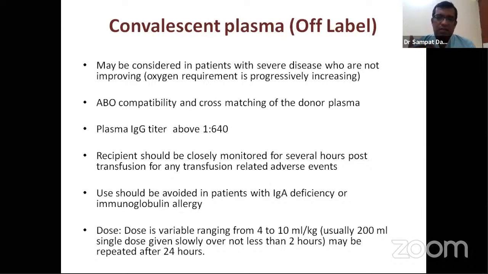We give plasma under strict supervision, because don't think that it is a very safe thing. There is a chance of further deterioration of the oxygenation, or the patients can have a bit of fluid overload. So please remember, when you are giving plasma, be sure that there is someone there to intubate if it is required, because there is a chance that oxygenation will deteriorate and the lung compliance will go bad. So don't think it's a very safe drug. Use it with proper supervision. The dose which we give is 200 ml to start, which is what is available, and it can be repeated after 24 hours if the patient does not show good improvement.